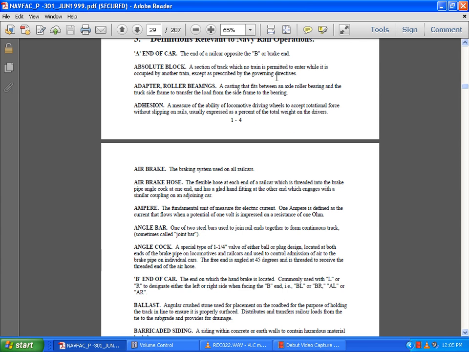The ampere, the fundamental measure of electrical current. 1 amp is defined as the current that flows with a potential of 1 volt impressed across a resistance of 1 ohm. An angle bar, a tool steel bar used in joining rail ends together to form a continuous track.